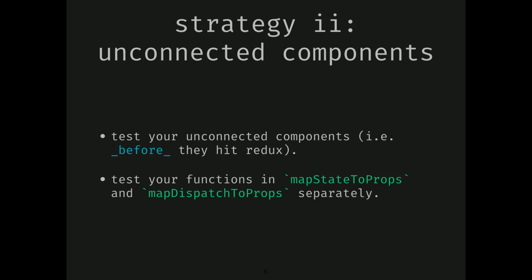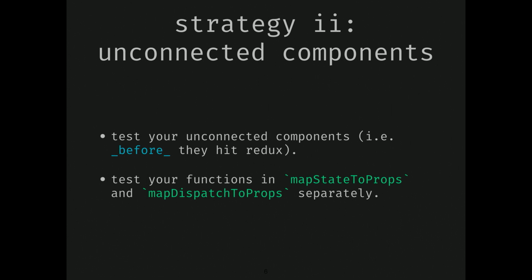The second strategy I want to talk about is your unconnected components. So if you use something like Redux, or if you're using GraphQL or something, Apollo, whichever, it's a good idea to test your unconnected components. That way you don't have to care about setting up your Redux store. You don't have to care about making sure your data is all where you think your data should be. You just pass it directly in.